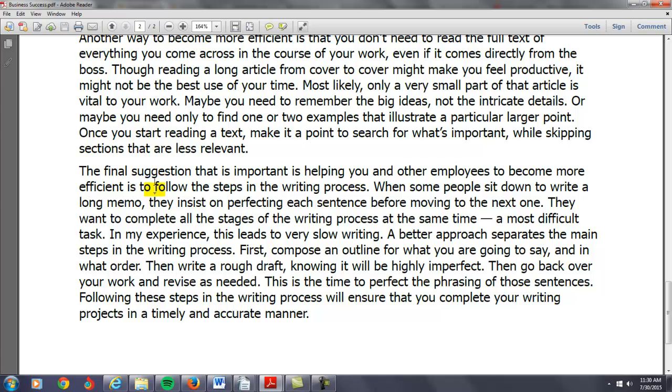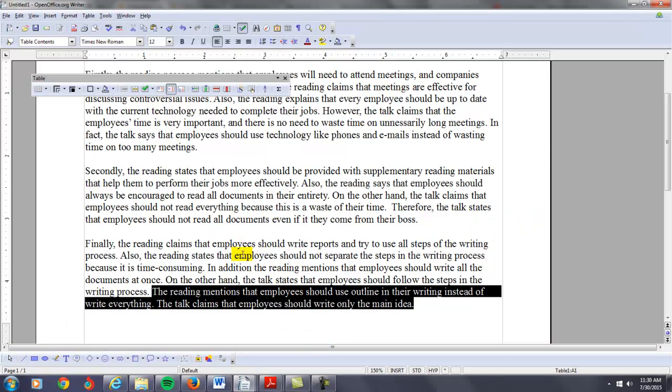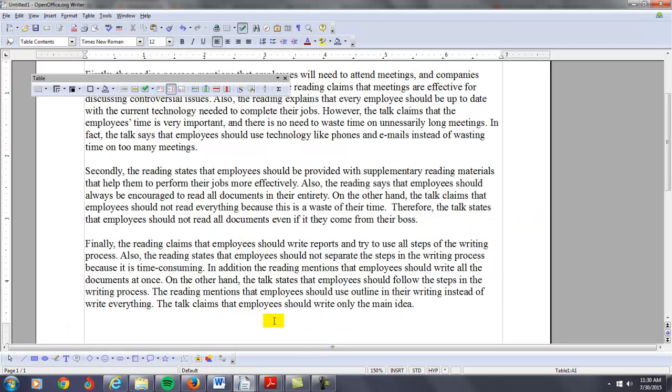See that? Then it says, a better approach separates the main steps in the writing process. First, number one, compose an outline. Number two, write a rough draft. Then go over the work and revise as needed. And then do some phrasing and so on. That's what it's saying here. However, this is not what you have said here, so you have misrepresented some of that information.